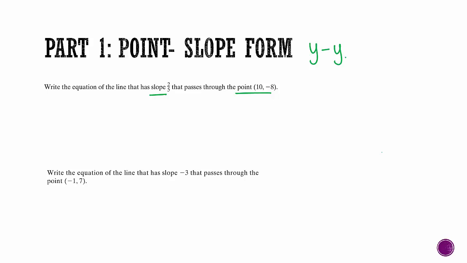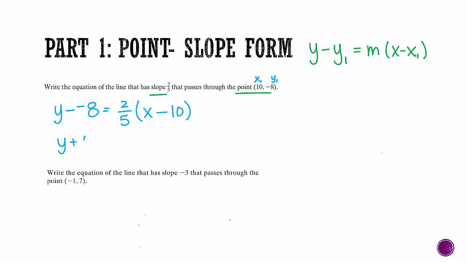Now let's write it up here. Remember, the more you write it, the better it will stick in your head. So write it down every chance you get. So then let's plug stuff in. I have y minus the y in my point. So I come up here, the y in my point is a negative 8. And that equals the slope, which is 2/5, times x minus the x in my point, which is 10. So I have y plus 8 equals 2/5 times x minus 10.